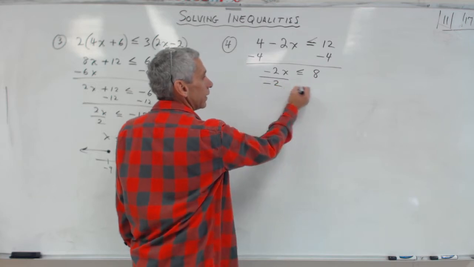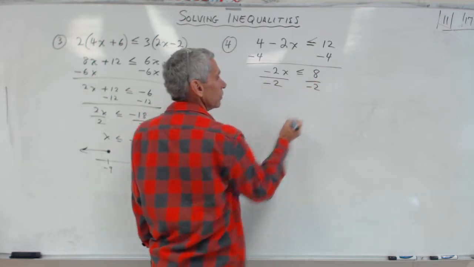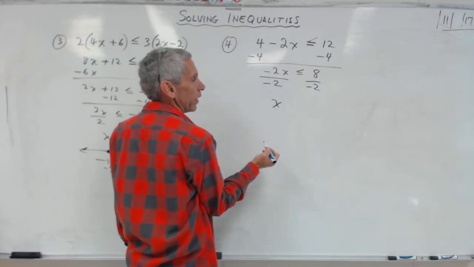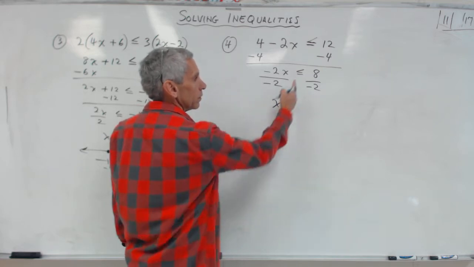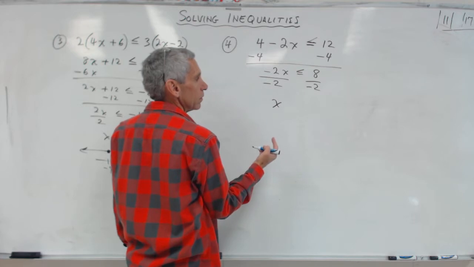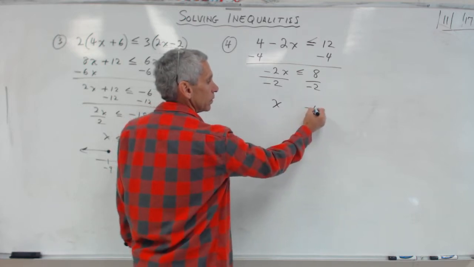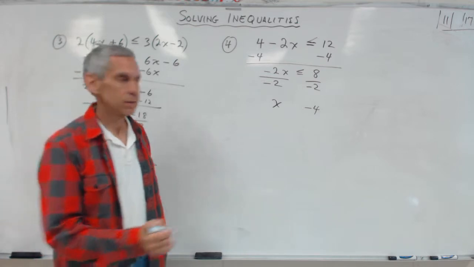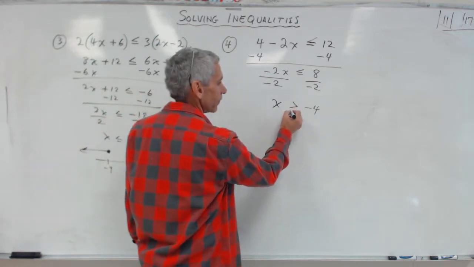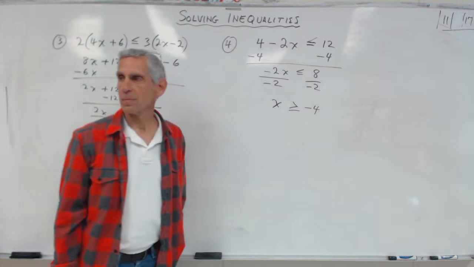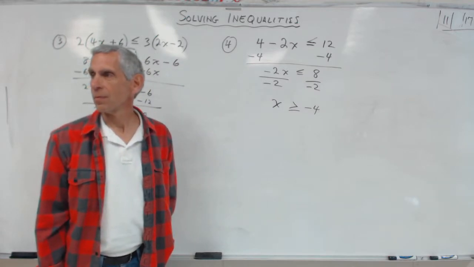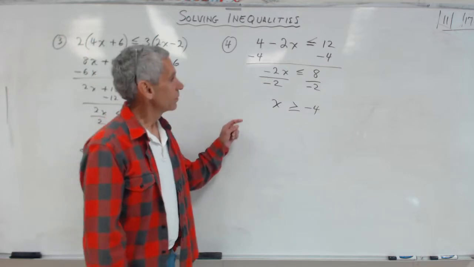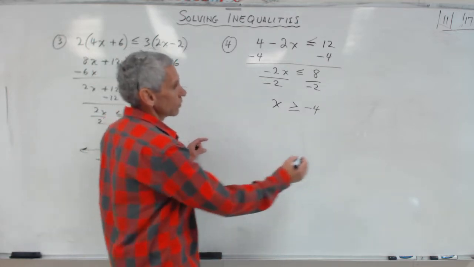Divide by negative 2, right? So what would I get? X is equal to negative 4. X what? X is less than or equal to negative 4. Almost. X what? Greater than or equal to negative 4.